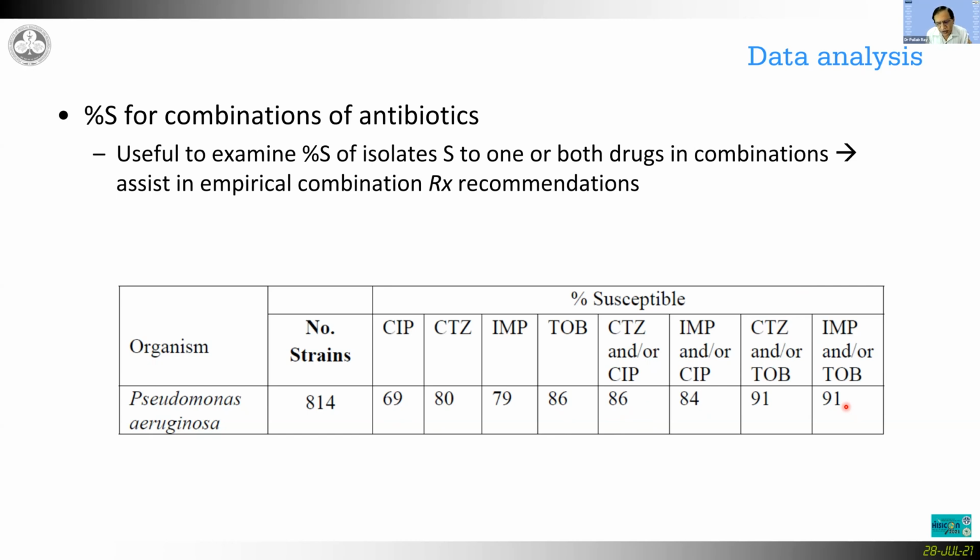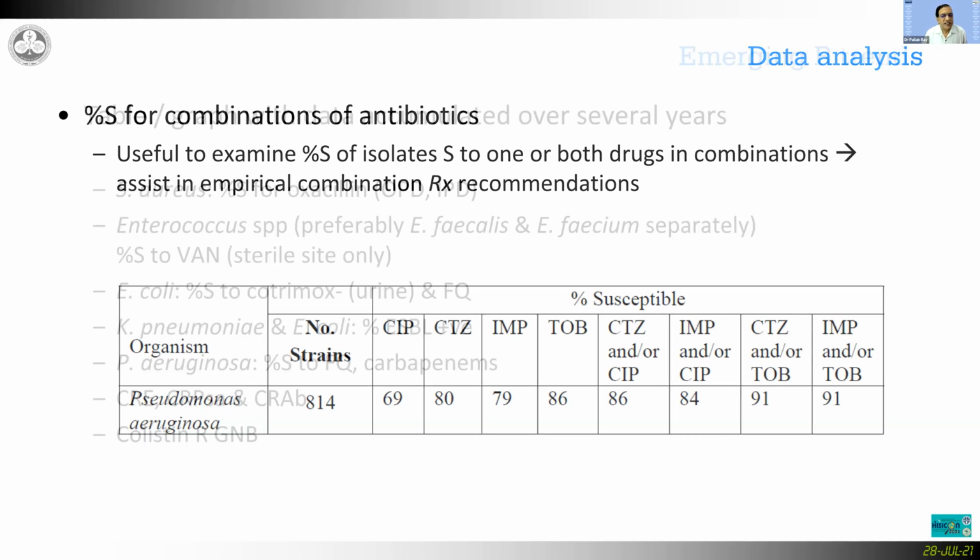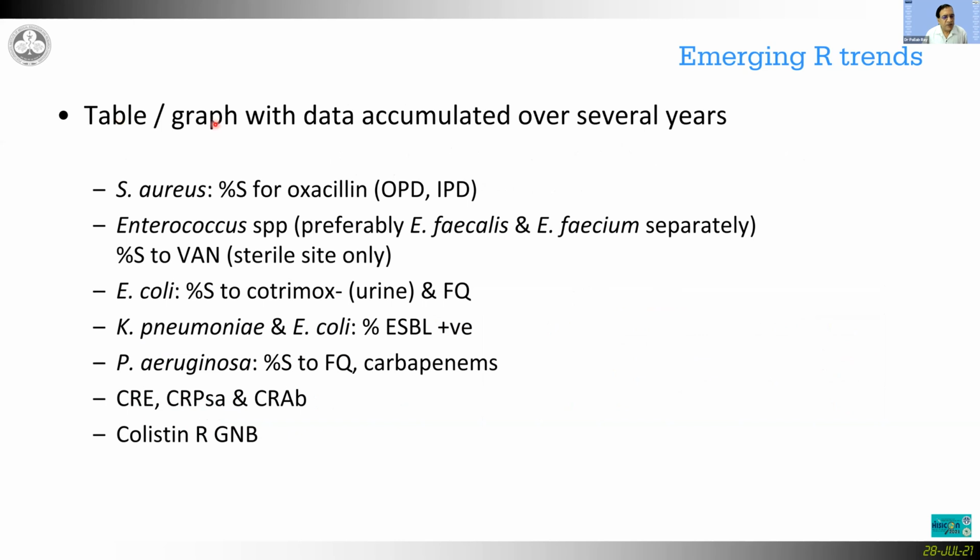Clinicians usually do not have access to the line listings, but they need this particular data very importantly, and therefore sometimes they will calculate these things to have their empiric therapy guidelines. So if we can give such information, this becomes more valuable for the clinicians. Okay, one should give a table and graph with data accumulated over several years.